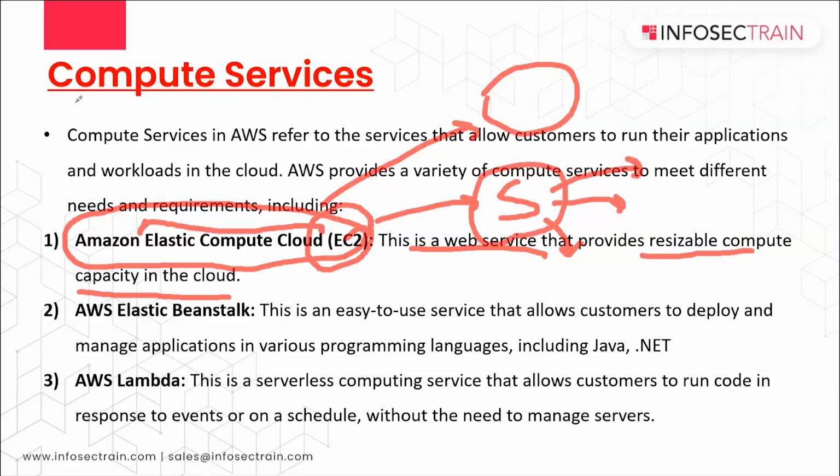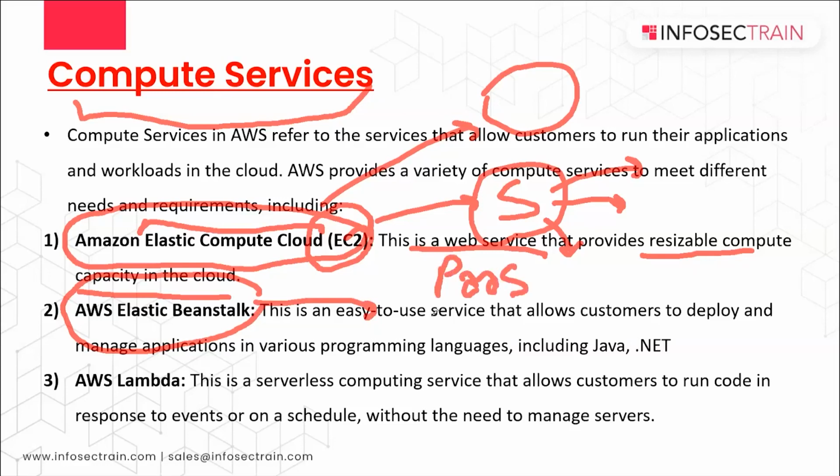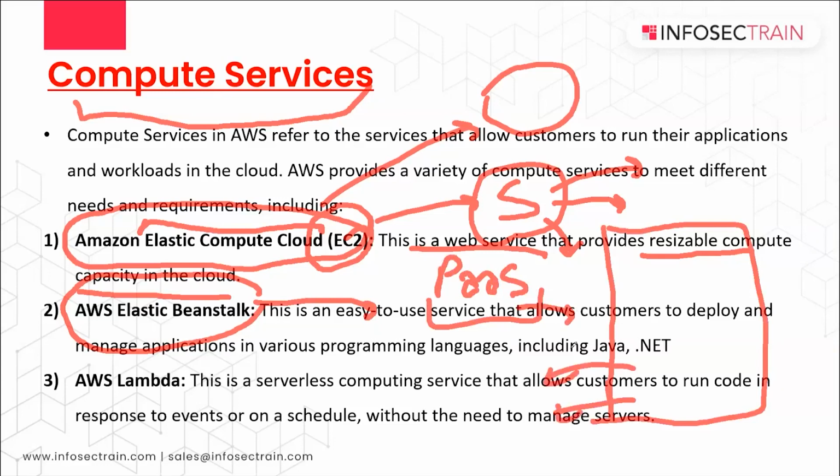Now, in the compute services, we are going to another service called AWS Elastic Beanstalk. In Elastic Beanstalk, yesterday I told you about PaaS, platform as a service. In the platform, I told you that there are multiple things in the infrastructure. There is network, there is storage, there is server.